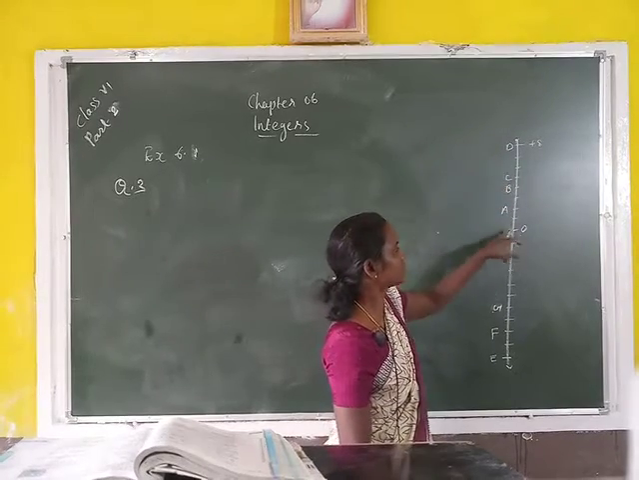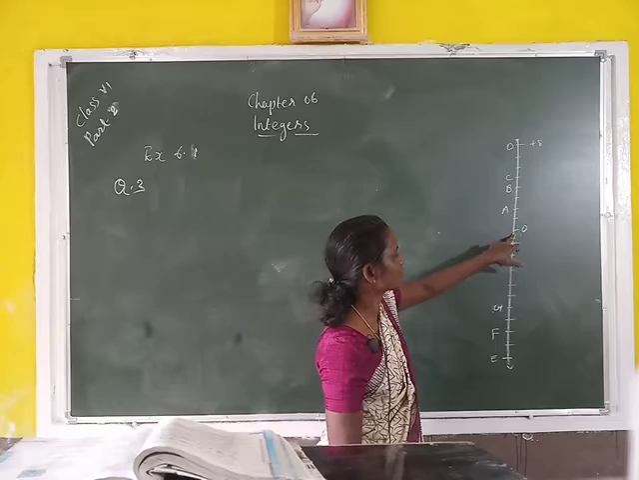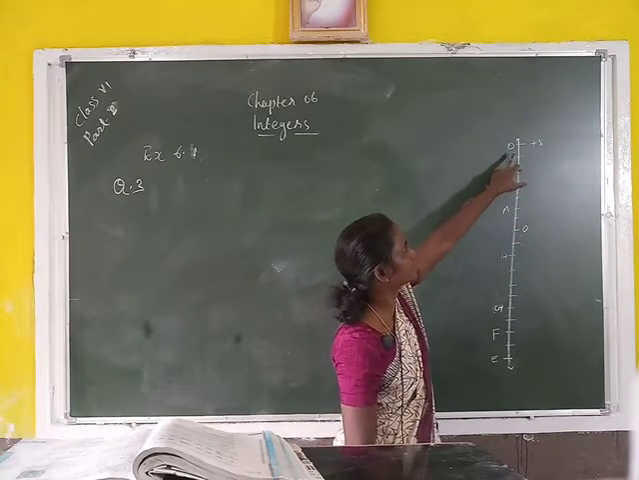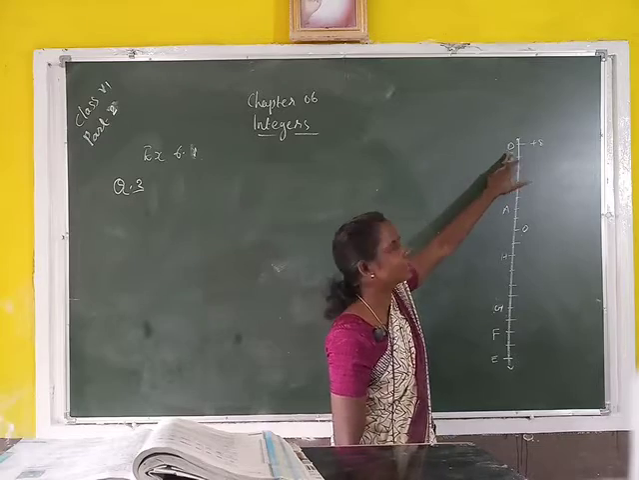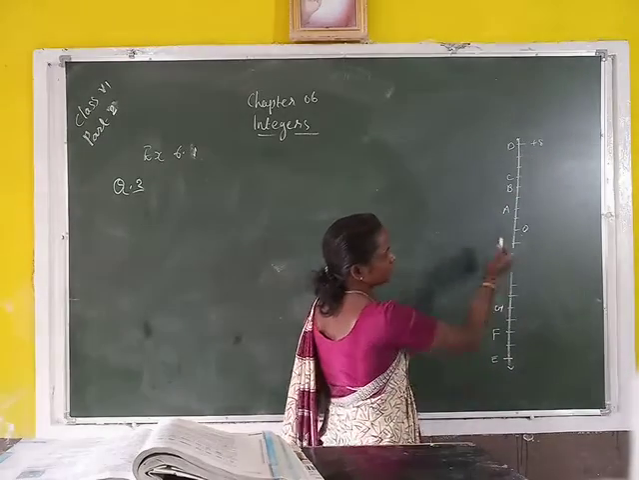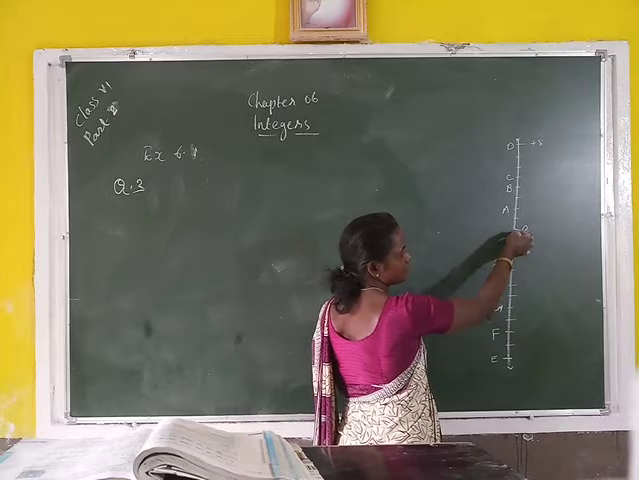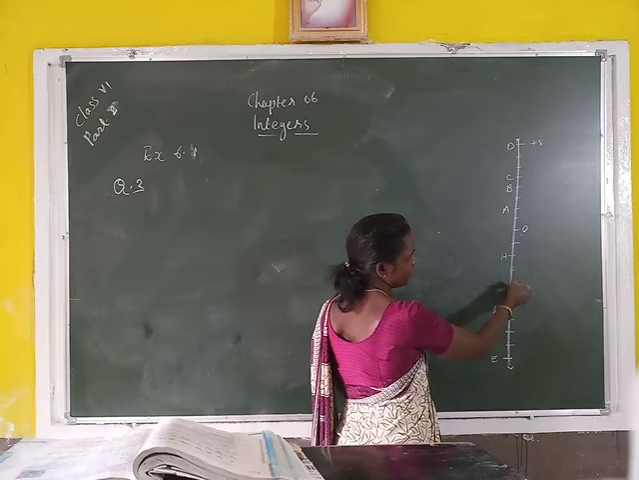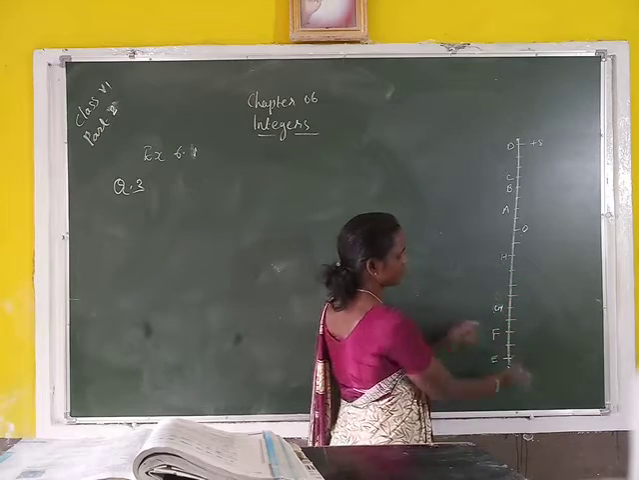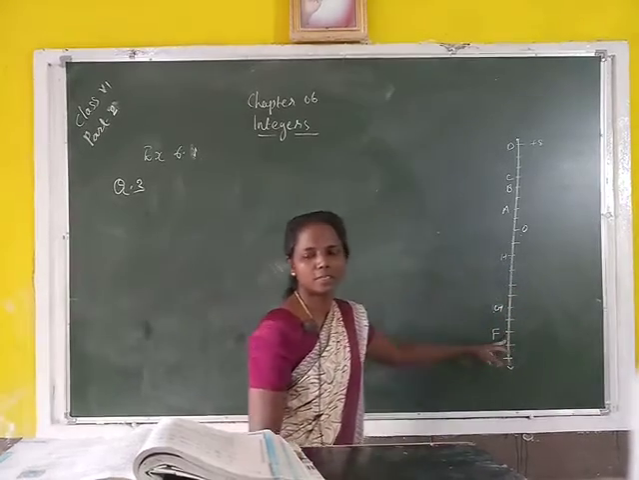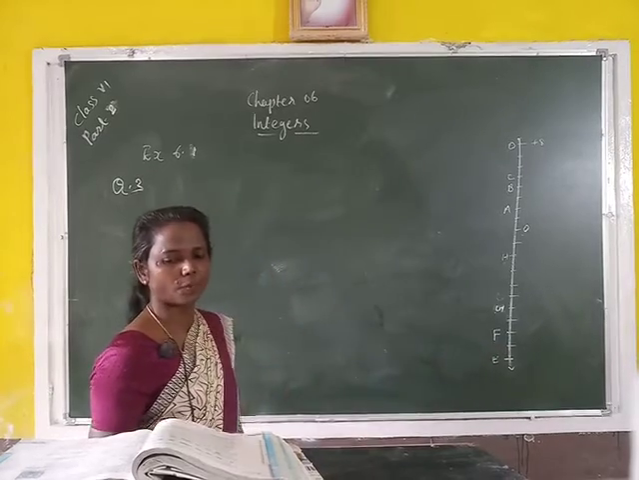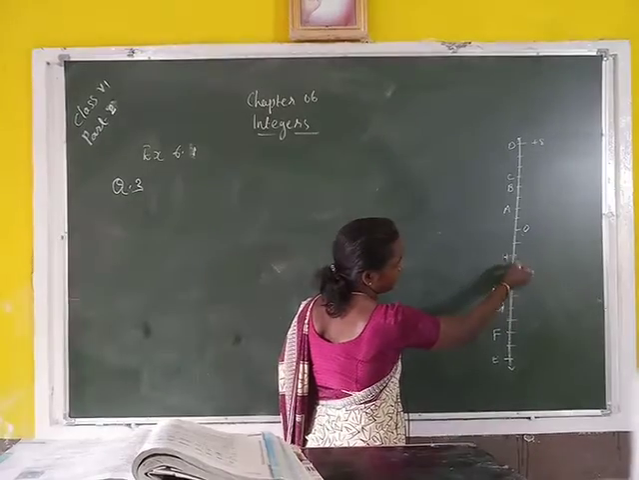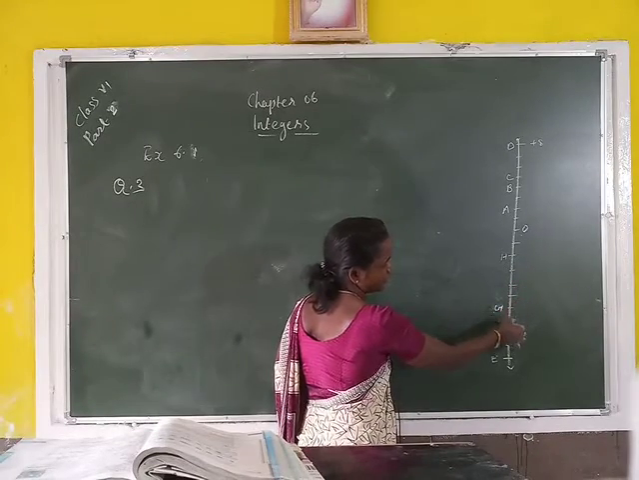Then here this point is 0. Then from the 0, how many units forward? This D is 8 units. Then from the 0, how many units below? 8 units. 1, 2, 3, 4, 5, 6, 7, 8. So which is the negative 8? Then negative 8 is which point? Negative 8 is F, means 1, 2, 3, 4, 5, 6, 7, 8.